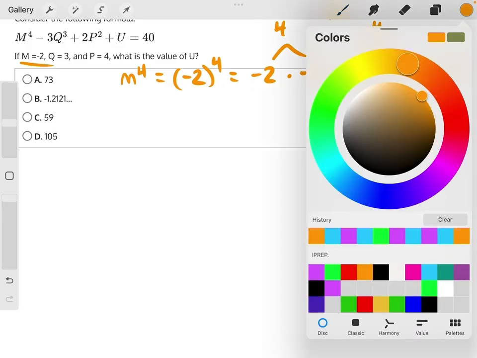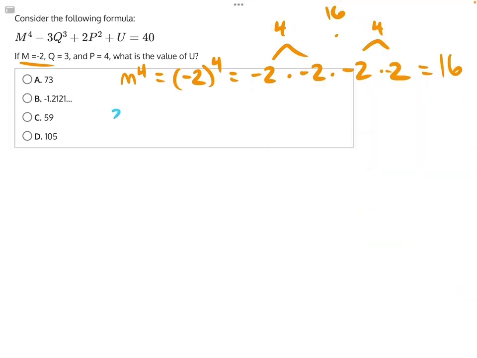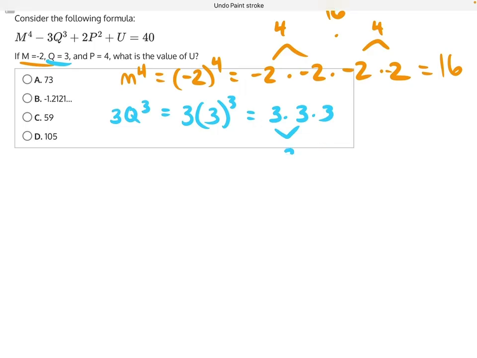Now for 3q to the third, we will have 3 times q, which is 3, to the third. 3 to the third power, if you have your cubes memorized, you'll know that that is equal to 27. But if you forget your cubes, you can always just multiply 3 by itself 3 times. 3 times 3 would give you 9, and then times another 3 would give you 27. So we have 3 times 3 cubed is 27.